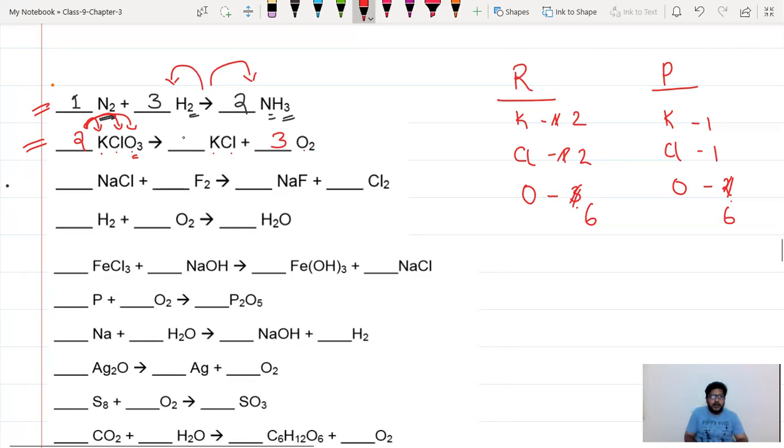Product side, what we have to do? We have to place 2 such that 2 can be given to chlorine, 2 can be given to potassium. I mean this potassium and chlorine. Now this one becomes 2, this one becomes 2. Now if you see 2, 2, 2 chlorines, 2 chlorines, 6 oxygens, 6 oxygens, done. Like that you need to balance. Let us take this third example also.